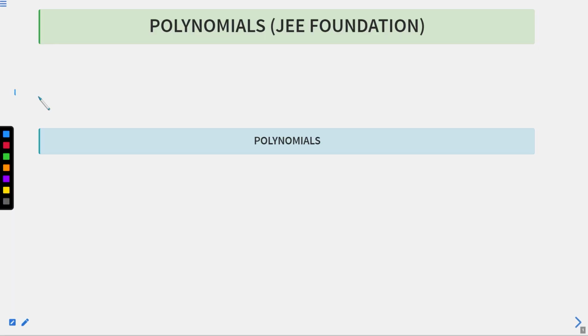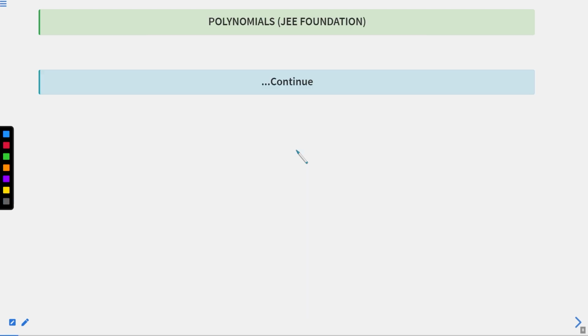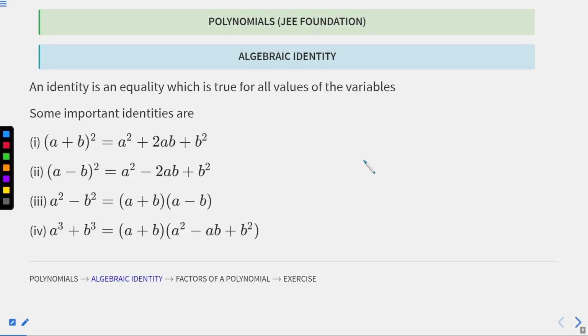Let's begin our topic, or shall I say, let's continue our discussion on polynomials. Previously we discussed some algebraic identities. Let me recall the algebraic identities we discussed, and then let's try to do some examples based on those identities.